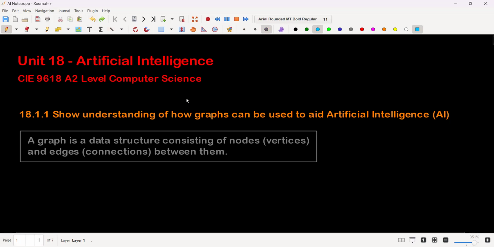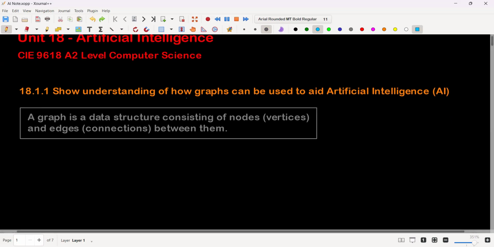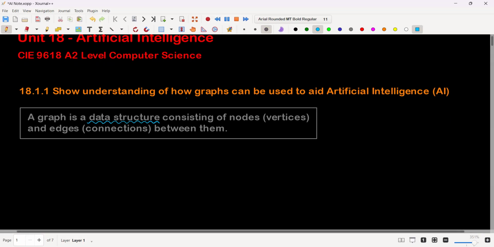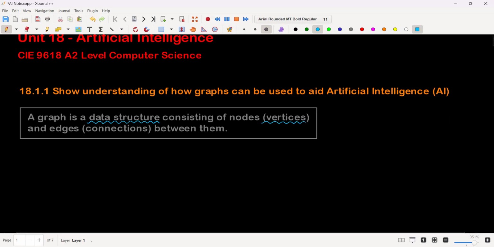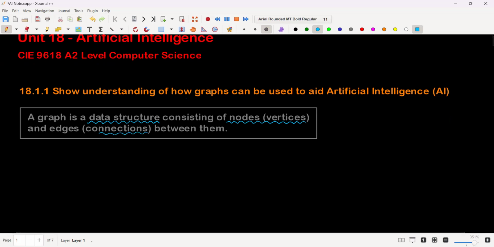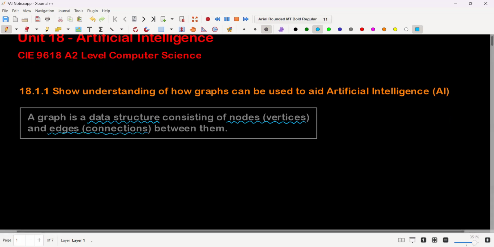A graph in computer science is a data structure. It's a data structure that consists of nodes, which are known as vertices, and edges, that are also known as connections. And these nodes have edges in between them, connecting the nodes together. And this is what forms the graph. So a graph is a data structure consisting of nodes or vertices connected by edges or connections.